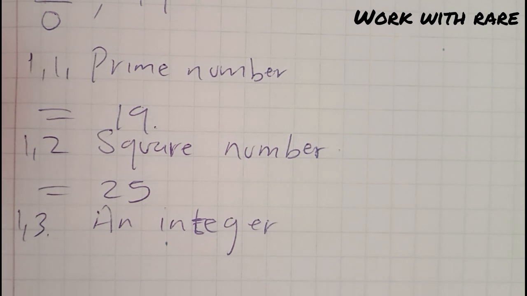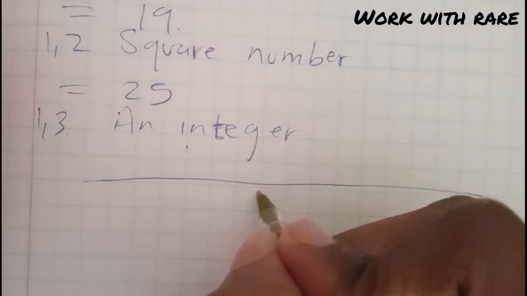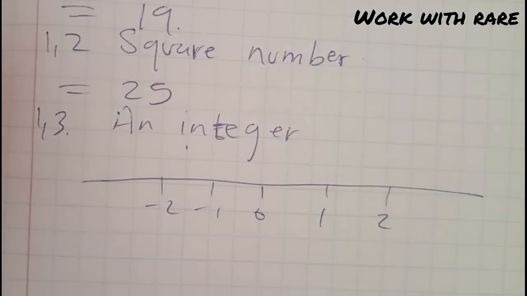So for integers, I normally tell tutors that when you do integers, you should remember a number line. Okay, so when I say number line, I'm talking about this. We have 0, before 0 we have negative numbers, and after 0 we have positive numbers. So from our numbers, we'll test them. Okay. So remember, let me go back.